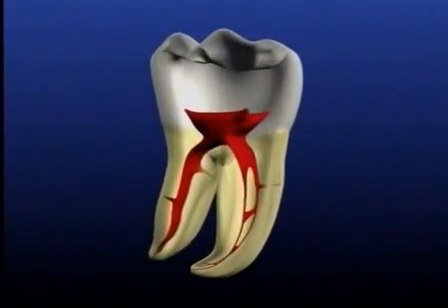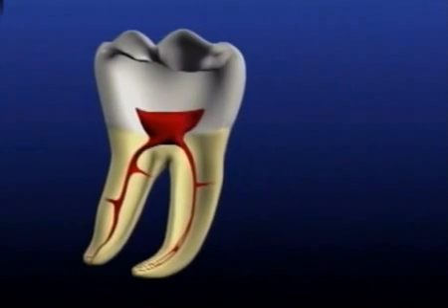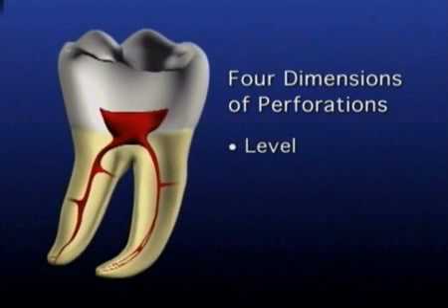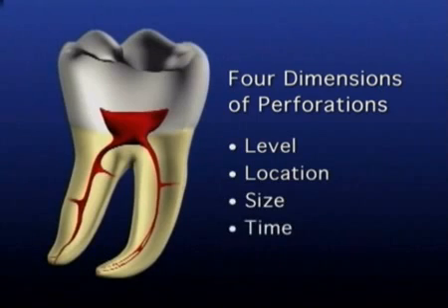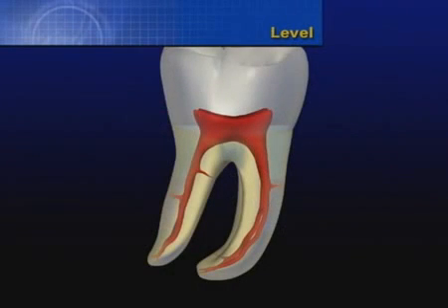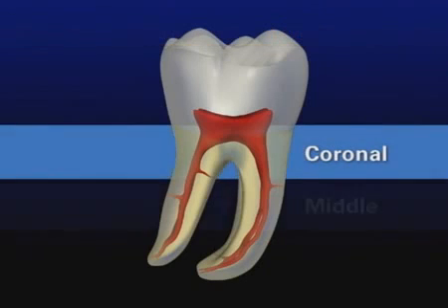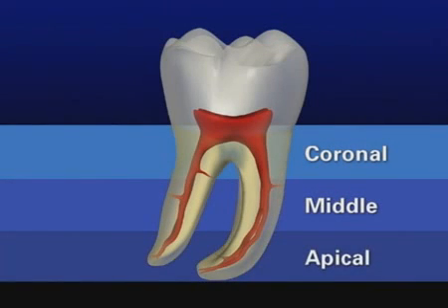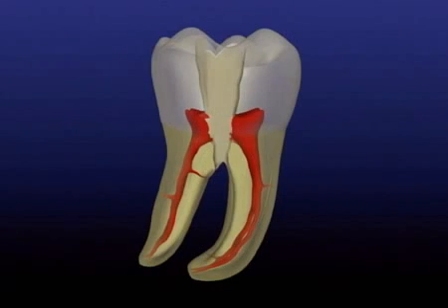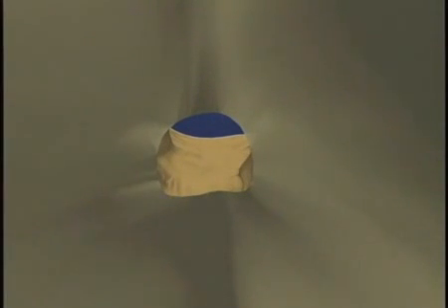In order to manage perforations, we must first understand them. The 4 dimensions of a perforation are level, location, size, and time. Perforations occur in the coronal, middle, and apical 1/3 of roots. Furcal floor perforations have similar considerations as coronal 1/3 perforations, and for practical purposes can be placed in this category. Perforations at this level pose different treatment challenges as compared to more apically occurring perforations. In general, the more apical the perforation, the more likely the need for surgical correction.